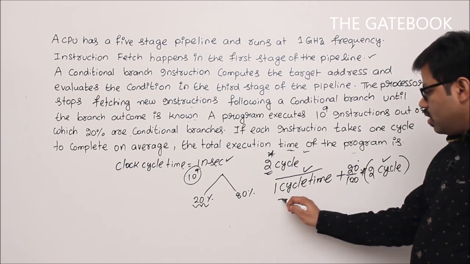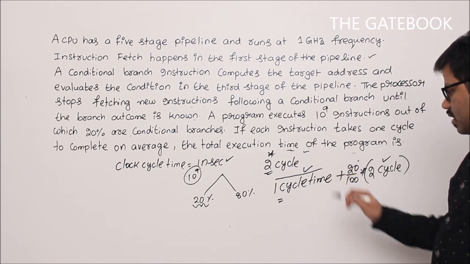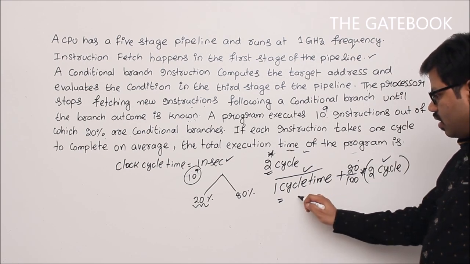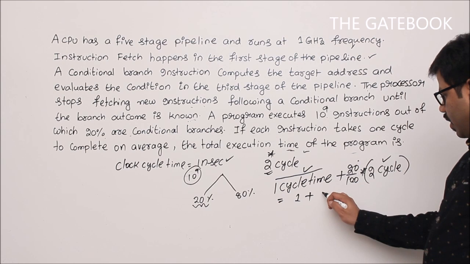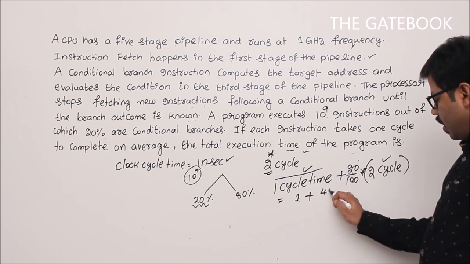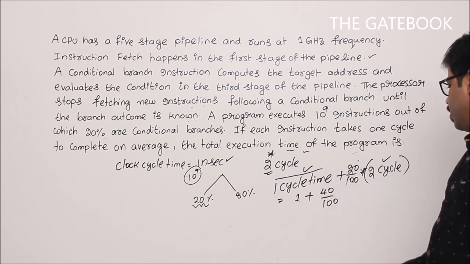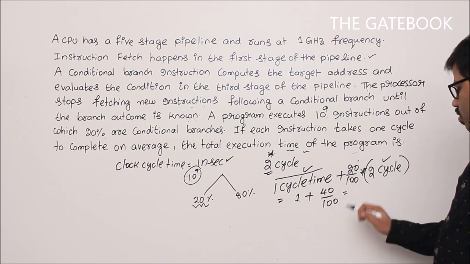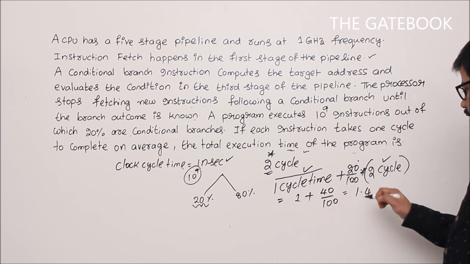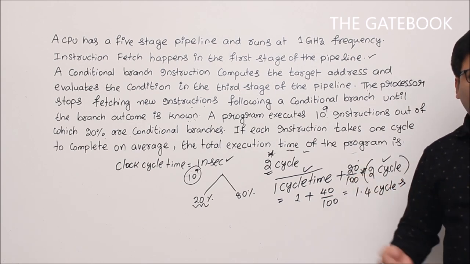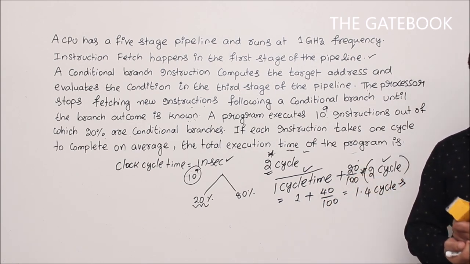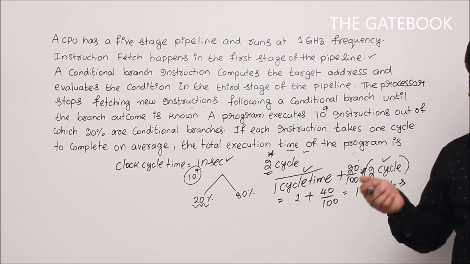Then how many cycles will an average instruction take? 1 cycle plus 20% of 2 cycles. It will be 20 into 2 is 40, 40 by 100, which is nothing but 1.4, right? 1.4 cycles on average. Okay, so this is the number of cycles, otherwise cycle time, 1.4 cycles, right?